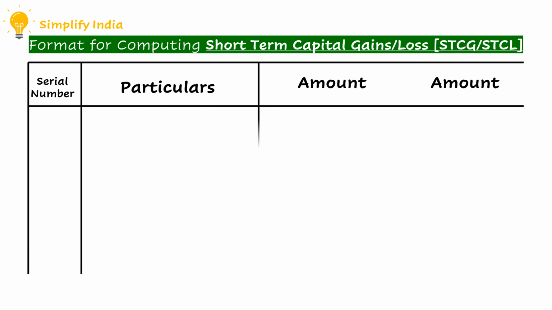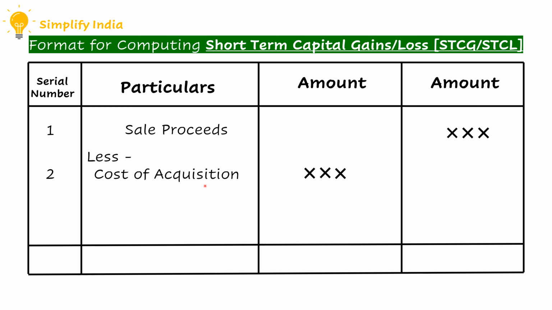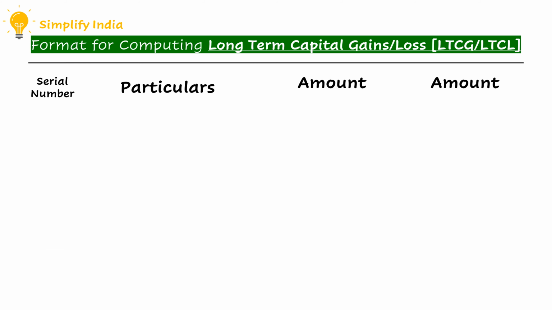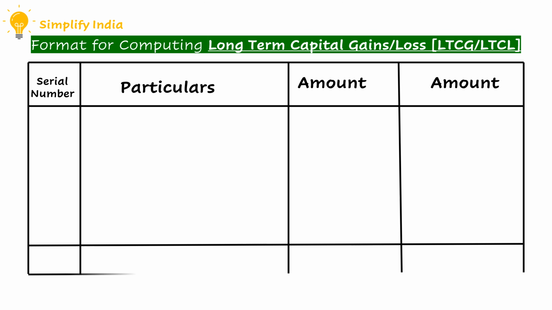First, we are going to learn the format for computation of short-term capital gain or short-term capital loss. In the format, first we have to consider sales proceeds. From the sales proceeds, we have to deduct cost of acquisition, cost of improvement and the selling expenses. When we deduct all these three items from the sales proceeds, we arrive at short-term capital gain or short-term capital loss.